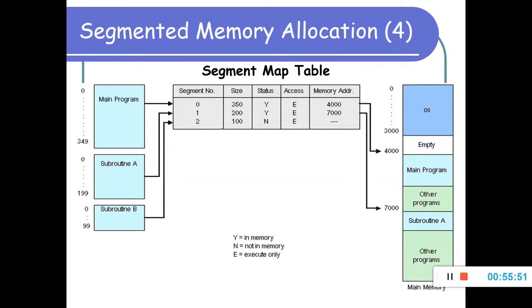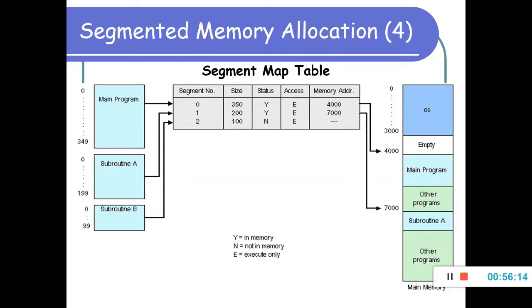So you have here a main program on segment 0. The size is 250 lines, 250 bytes. Status is yes, access is execution, and the memory location is 4000. And you have a subroutine A1, which is 200, 0 to 199 lines. Status yes, and the execution.